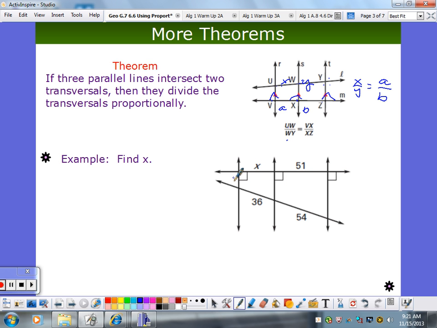Yeah, we had a theorem that said if they're all perpendicular angles, then they're going to be parallel. You can also say, well, look at all the corresponding angles. You can look at it that way too. So I do have 3 parallel lines. So what's going to happen with these two transversals, I'm getting that proportion. So x is to 51 as 36 is to 54. This piece is to this piece as that piece is to that piece.